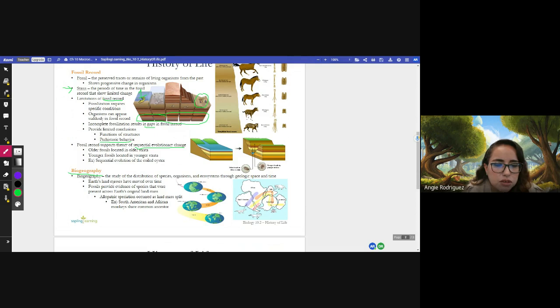Okay, so biogeography is the study of the distribution of species, organisms, and ecosystems through geologic space and time. You're going to see a lot of maps, guys, for biogeography. So, for example, the map down here in a light blue color, you see how it shows South America, Africa, Antarctica, India, and Australia. So they're saying that these organisms that are pictured, some of them are animals, this one looks kind of like a plant, right? They're saying that all of them have a common ancestor or they're related somehow.